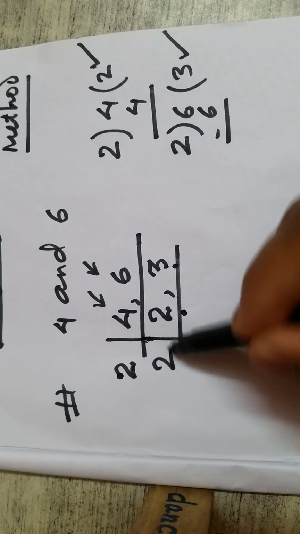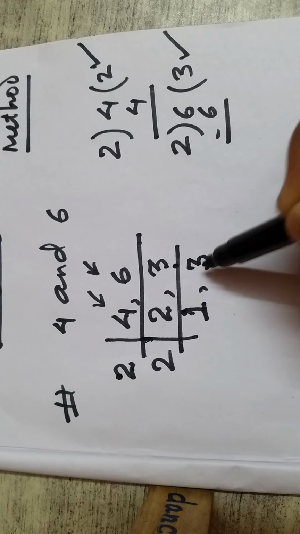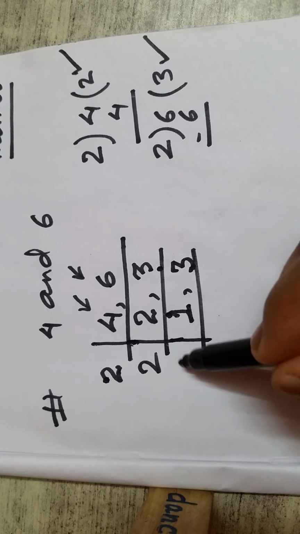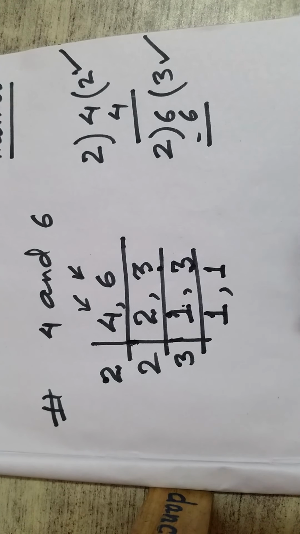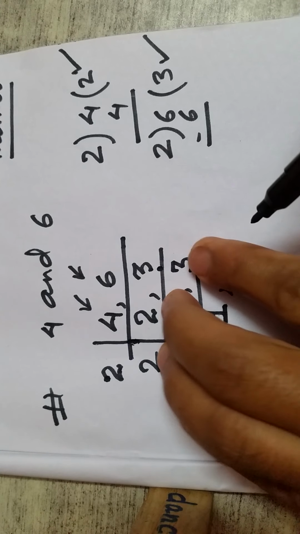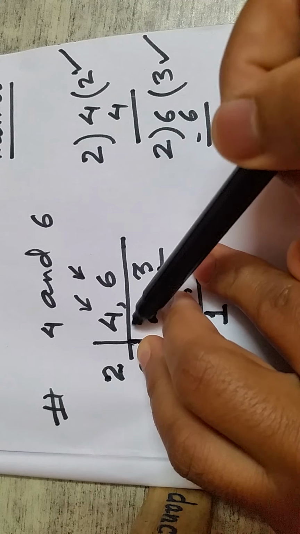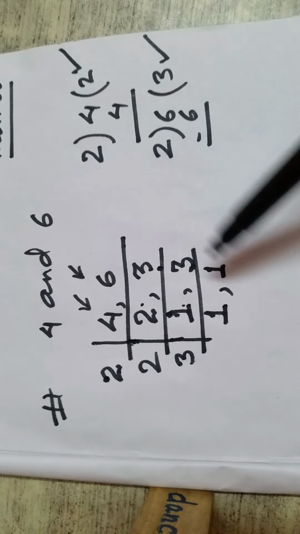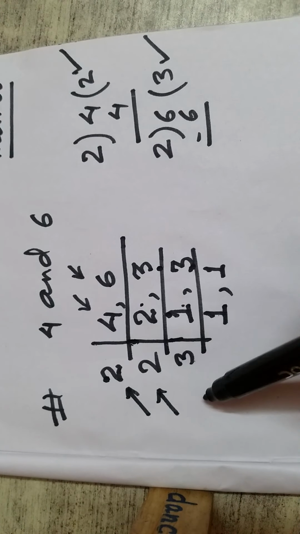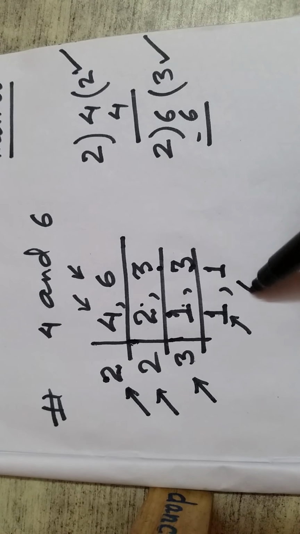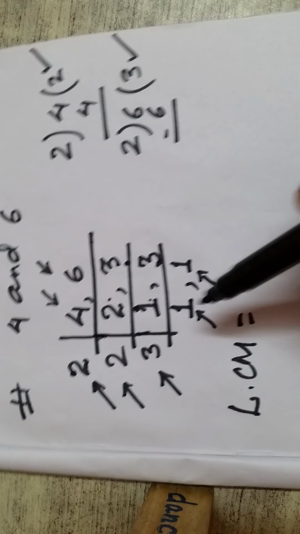Like 2 again divides 2, 1. If it is not divisible, then we write this number as it is. Again we may divide by 3, 3 1s are 3. Like this also we can go, or we could have stopped here only. In that case we multiply 2, 2 and 3, or from here also we can multiply these factors 2, 2 and 3, 1 and 1 also. So that gives the LCM of the given numbers.